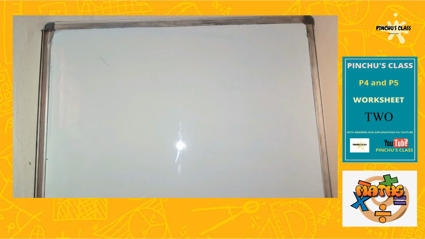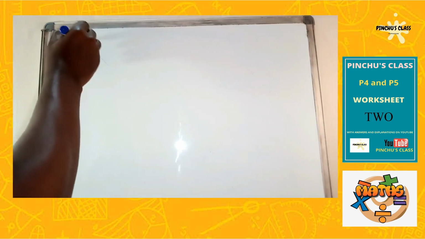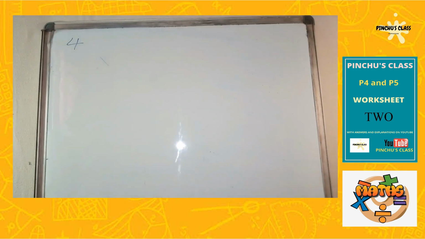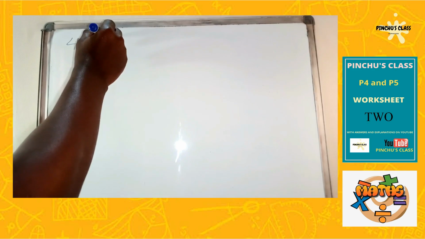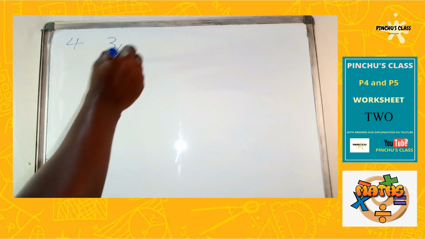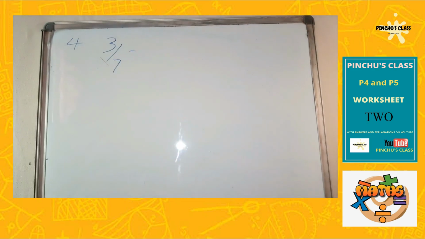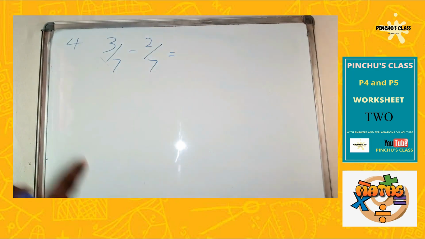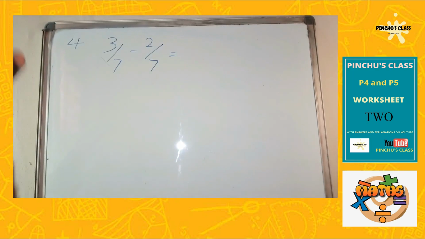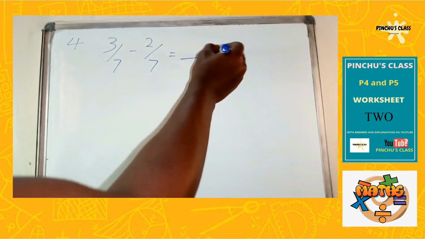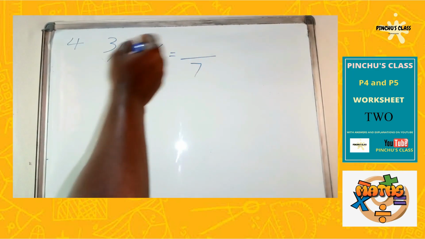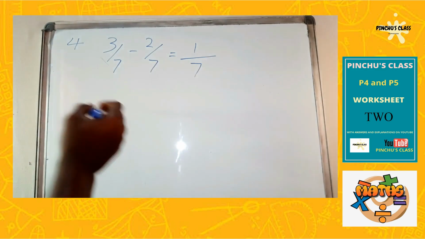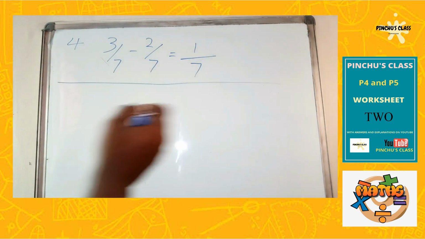Let's go to number 4. Now this one is the easiest. You just get the fraction 3 out of 7 minus 2 out of 7. Now since they have the same denominator, it means we just subtract the numerators. 3 minus 2, which is 1, and that is going to be the answer.